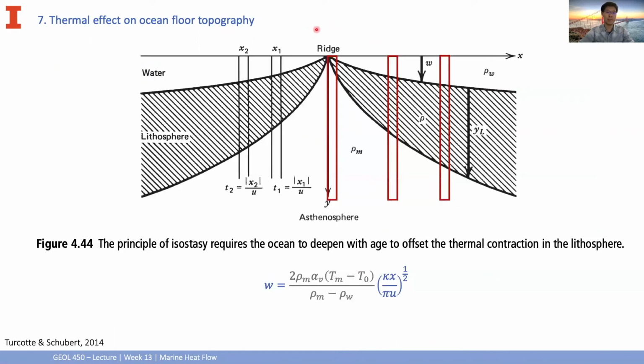Considering the thermal effect and isostasy, we expect the top of the lithosphere to become deeper and deeper far away from the ridge, since the column is denser due to thermal contraction. Here is the relationship between the depth of the water as a function of distance if we know the spreading rate.